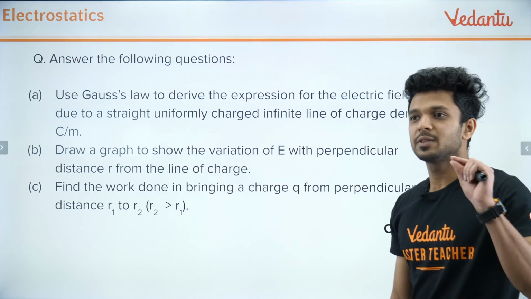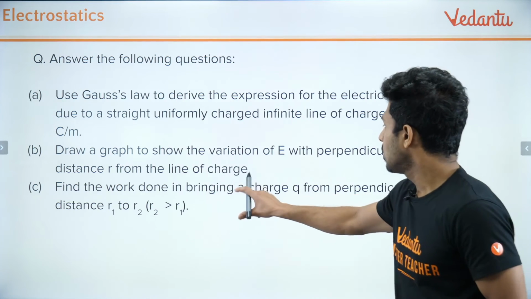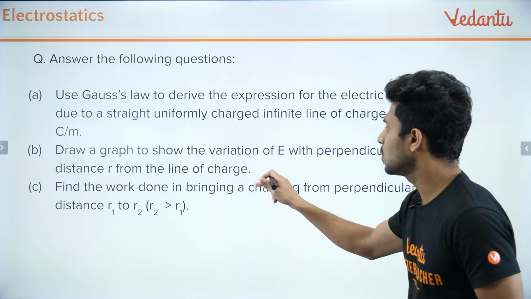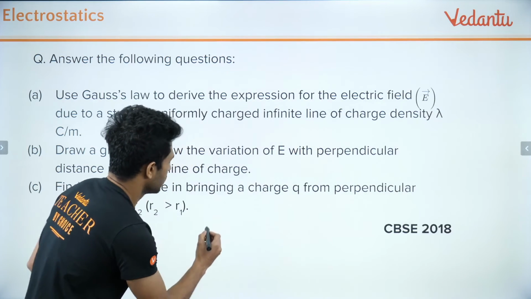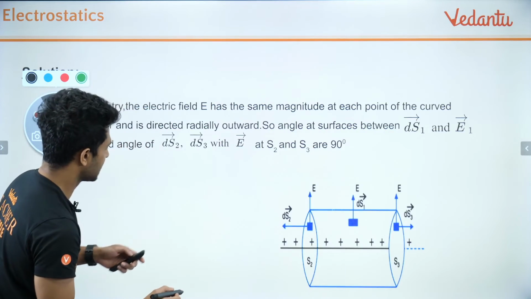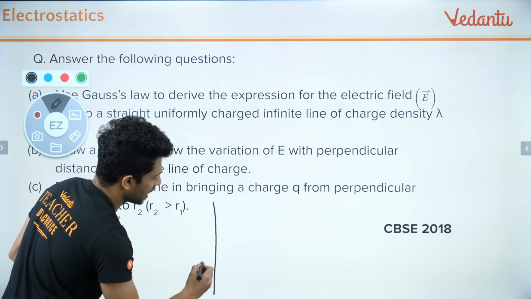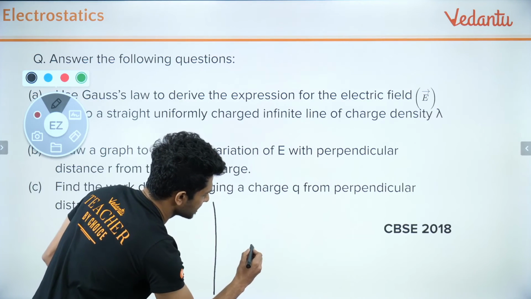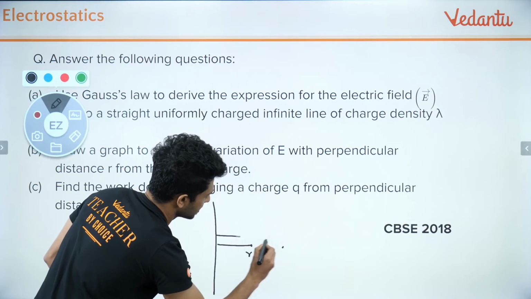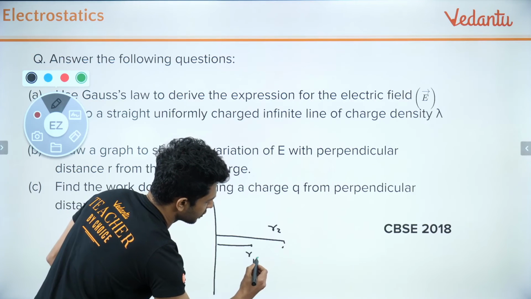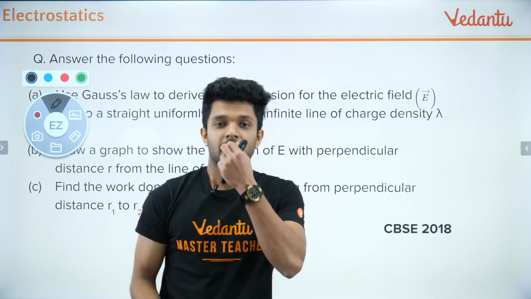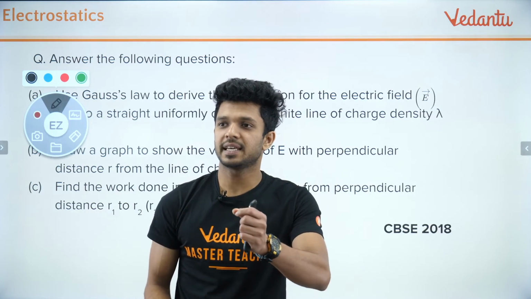Now this you guys might be finding a little bit tough. Find the work done in bringing a charge Q from perpendicular distance r1 to r2. So in the case of a line charge, you are having a line charge and you are bringing the charge from r1 to r2. So this was r1. From here, this is r2. So you are having a charge of Q. Charge Q is brought from r1 to r2, right? Yes or no? Okay.